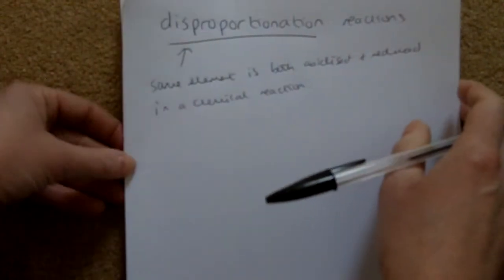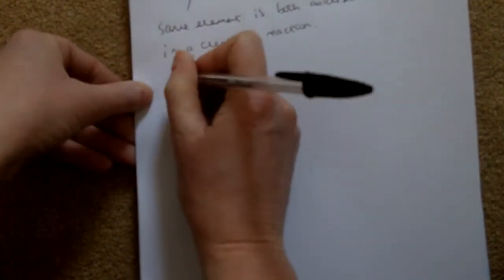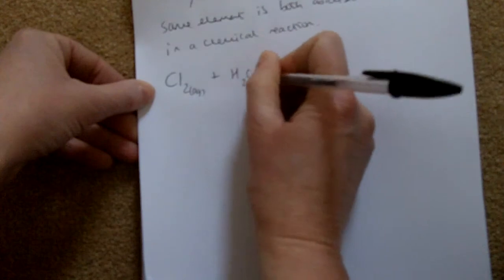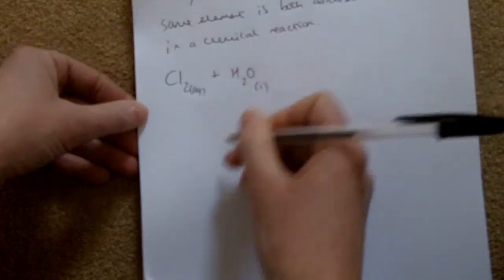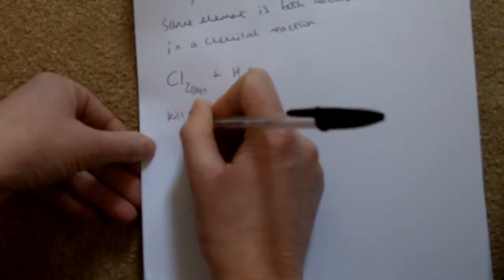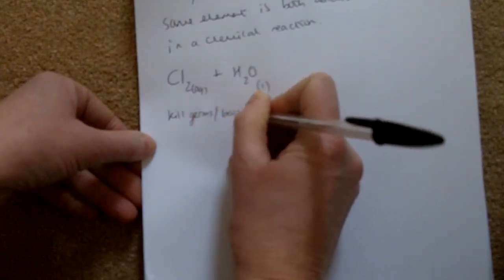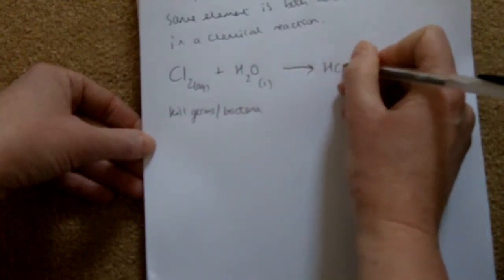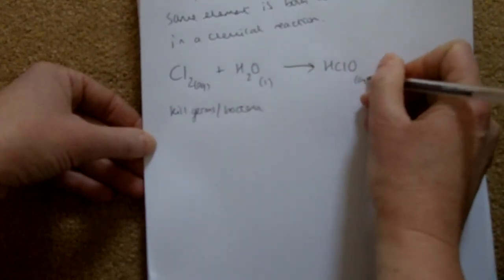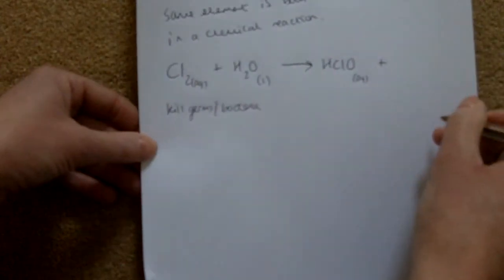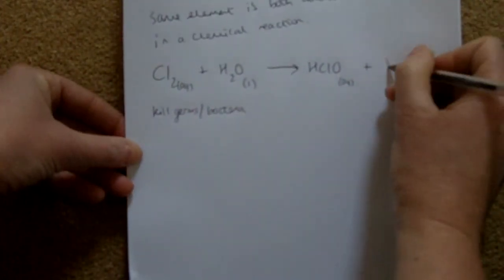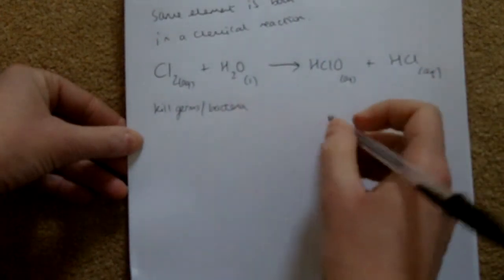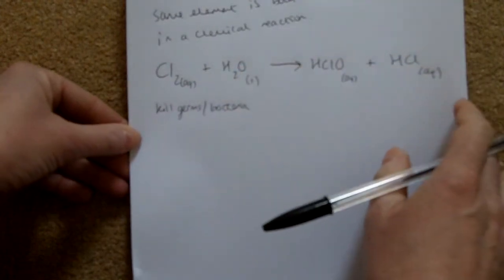A classic example of this with group 7 is when you take chlorine and add it to water, and this is used to kill the germs, the bacteria in the water, like in swimming pools, for example. Then you get this compound made, plus we need to balance it. What else is going to be made? HCl aqueous.